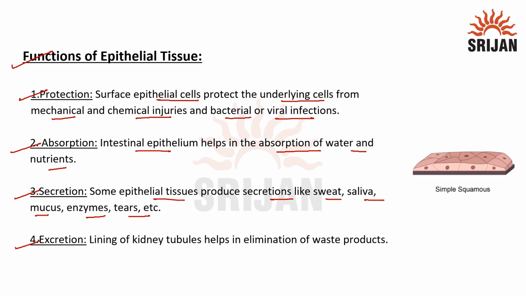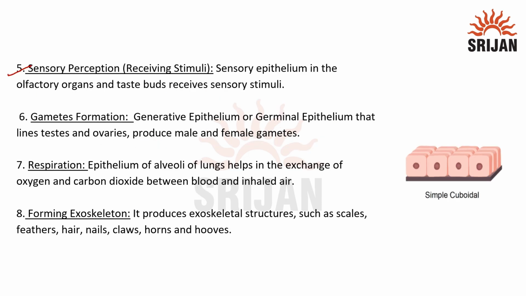Fourth, excretion. Lining of kidney tubules helps in elimination of waste products. Fifth, sensory perception, receiving stimuli. Sensory epithelium in the olfactory organs and taste buds receives sensory stimuli. Sixth, gametes formation. Generative epithelium or germinal epithelium lines testes and ovaries and produces male and female gametes.